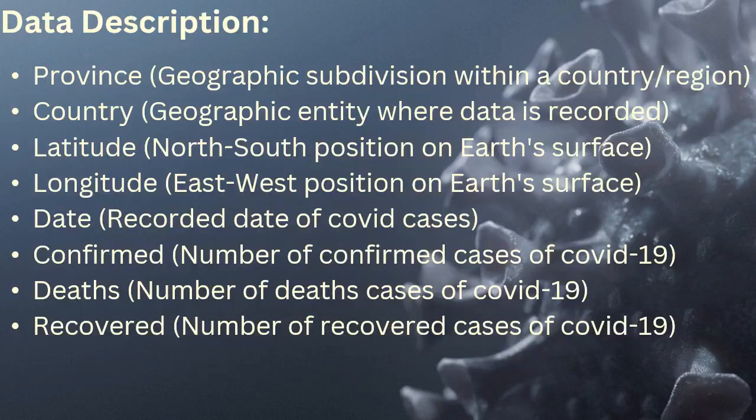Now I will start with the description of the data which we have at hand. Our data contains columns named province, country, latitude, longitude, date, confirmed, deaths, and recovered. These are the columns of our data, where province shows the geographic subdivision within a country, while country is the entity where data is recorded. Now latitude and longitude show the position of those countries on the globe.